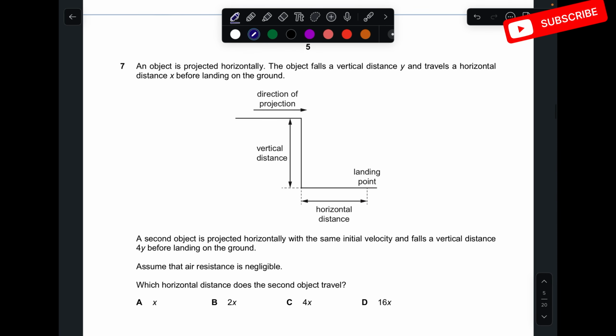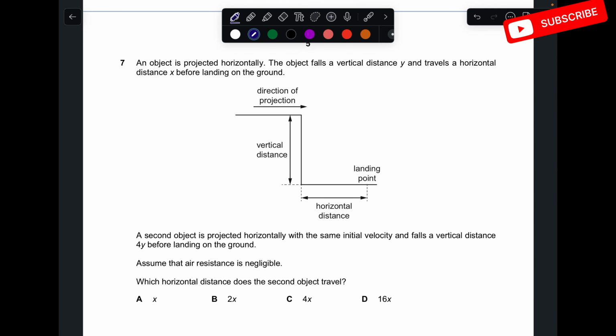An object is projected horizontally. The object falls a vertical distance y and travels a horizontal distance x. A second object is projected horizontally with the same initial velocity and it covers 4y vertical distance. Assume that air resistance is ignored.